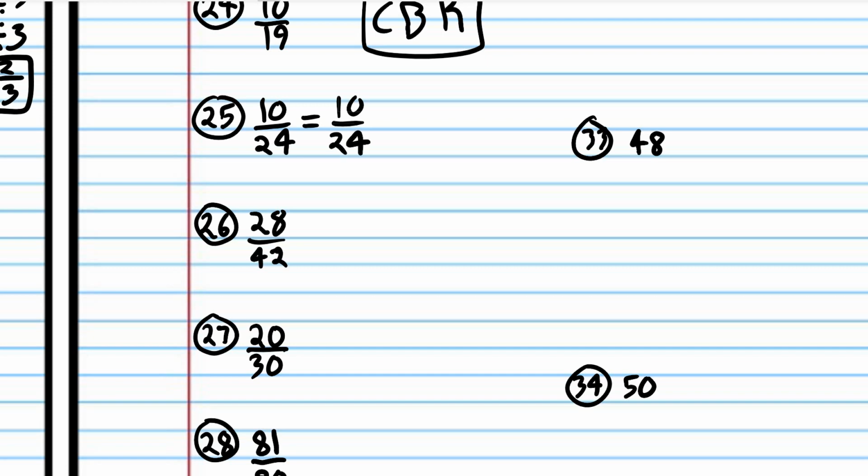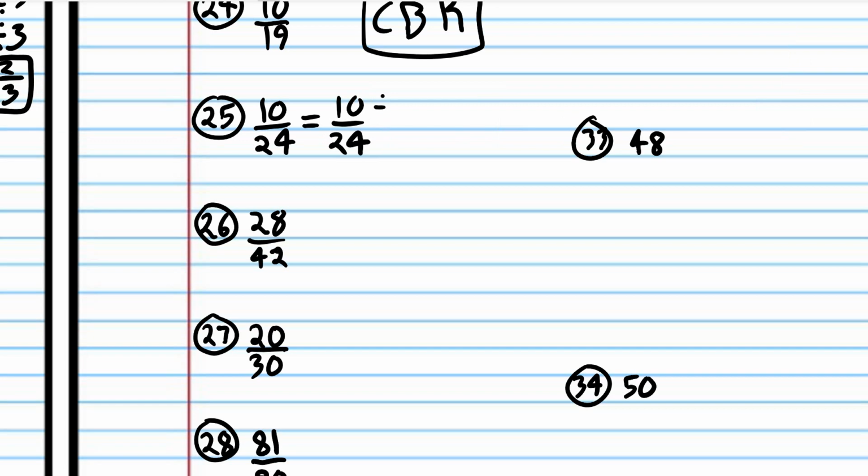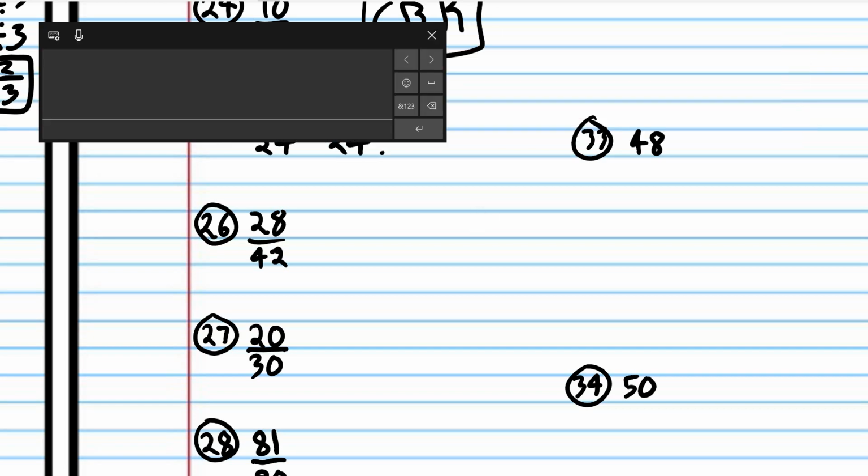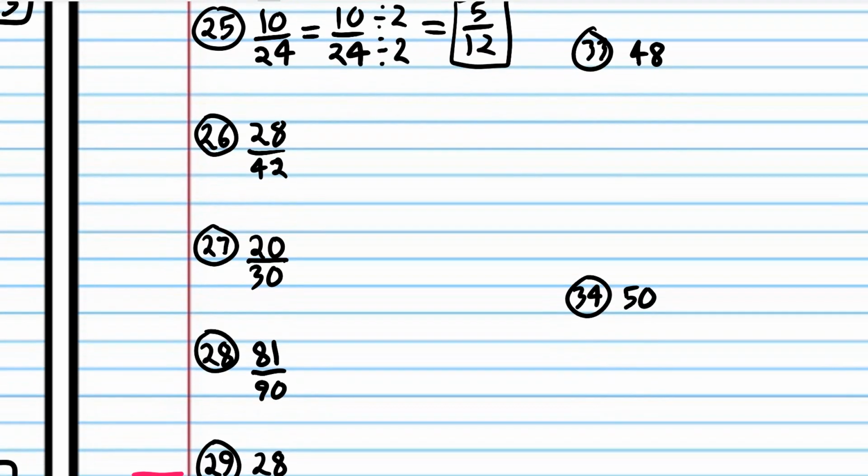All right, we're back. Divide both sides of the fraction by 2, and we get 5 over 12, and that's reduced to lowest terms. Try number 26, and when you come back, we'll do it together.